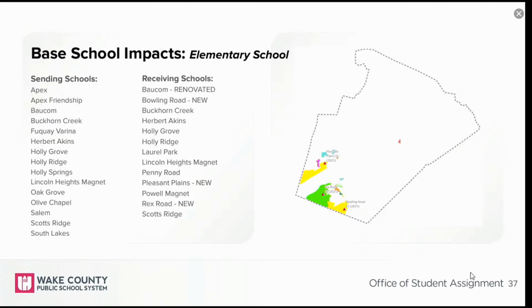The first thing I want to share with you before we get into specific recommendations is an overview. You'll see that the list of schools on this slide seems long. The sending schools are on the left, meaning these schools have portions of their attendance area that are being recommended to be assigned to a different school or a new school. And the receiving schools are schools that are projected to receive attendance areas from those schools.